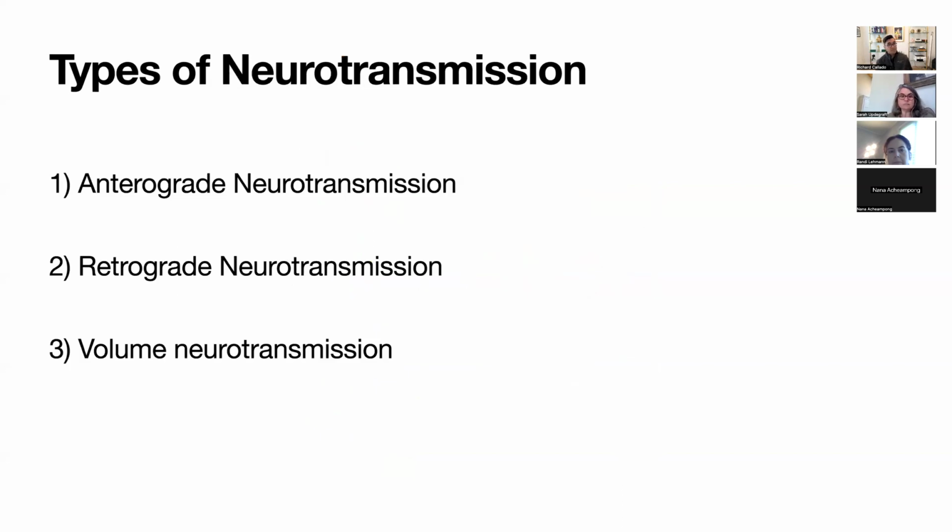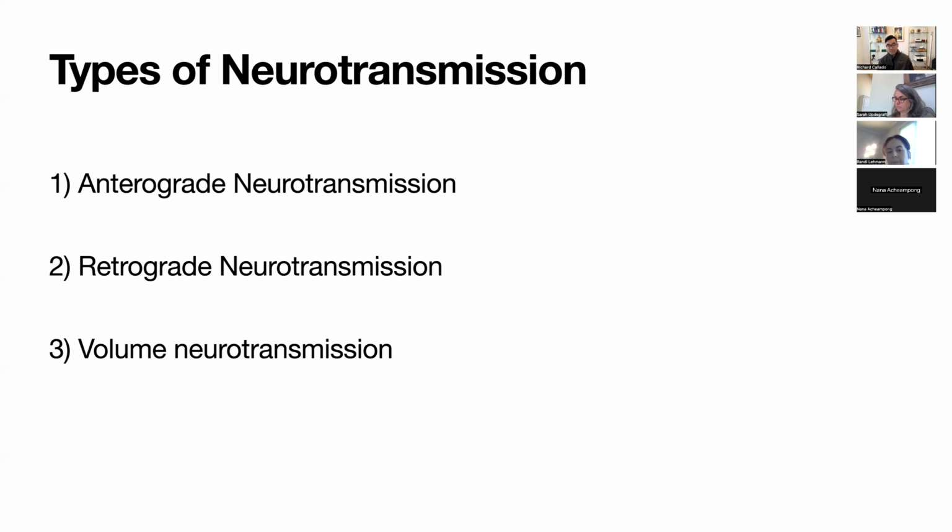Once again, know about the types of neurotransmission. Anterograde, which is classical neurotransmission going from pre to post or left to right, right? That's what most of our medications work on. There's also retrograde neurotransmission in which the postsynaptic neuron speaks back to the presynaptic neuron. Some examples I told you guys about were growth factors, right? Endocannabinoids were another one. Nitric oxide was another one, all right?